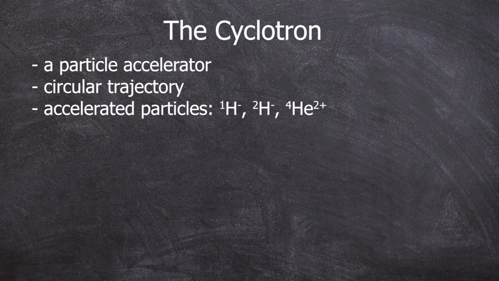Today I get to introduce to you this cyclotron. A cyclotron is among the large instruments used in nuclear chemistry. Basically, it's a particle accelerator. However, the particles are not accelerated in a straight line, but along a circular path. The particles being accelerated are ions.